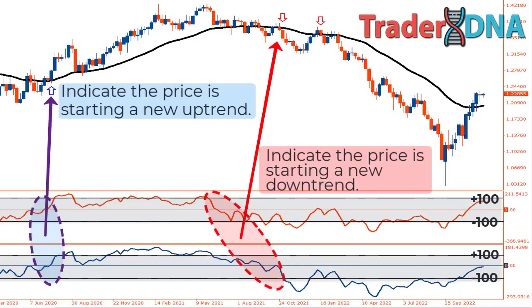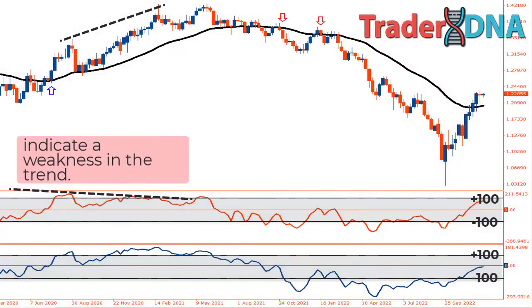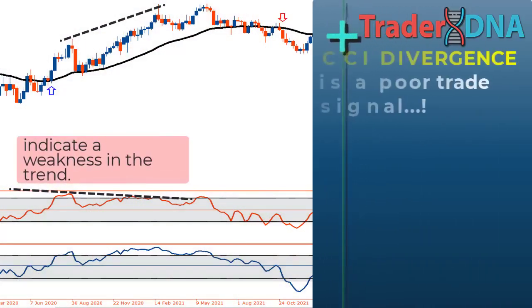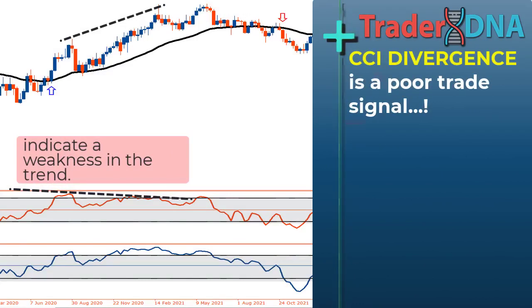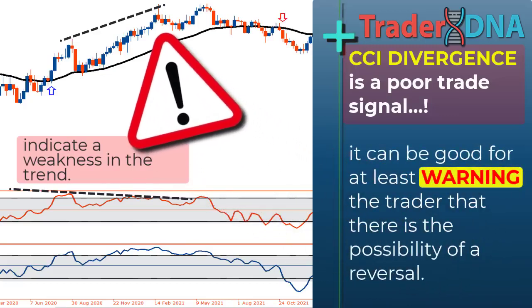There are also divergences when the price is moving in the opposite direction of the indicator. If the price is rising and the CCI is falling, this can indicate a weakness in the trend. While divergence is a poor trade signal, since it can last a long time and doesn't always result in a price reversal, it can be good for at least warning the trader that there is the possibility of a reversal.